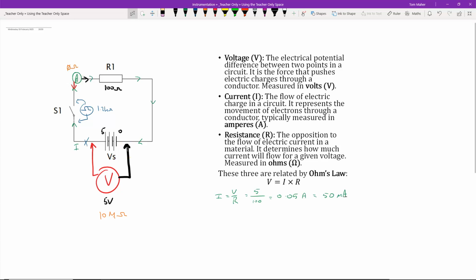Okay, so that's our introduction to just a basic circuit, 3 components: the power supply, the switch, and a resistor, and the 3 key elements that we want to look at: voltage, current, and resistance.